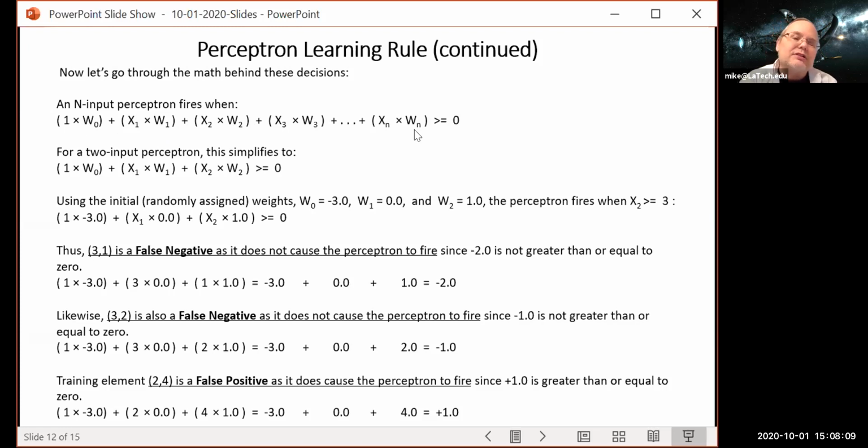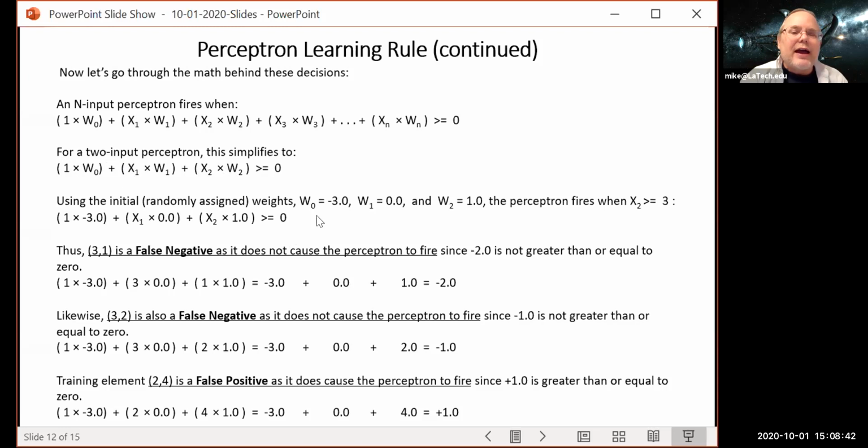Well, we don't have n inputs. We only have 2 inputs, x1 and x2. You might say, Mike, we have 3 inputs because we have a 1 standing here. Yes, that's true. We do have a 1 at the front of it. But the real inputs are x1 and x2. So this is the equation that our little 2-input perceptron is using to determine whether or not it should fire. If the weighted sum of its inputs is greater than or equal to 0, fire.